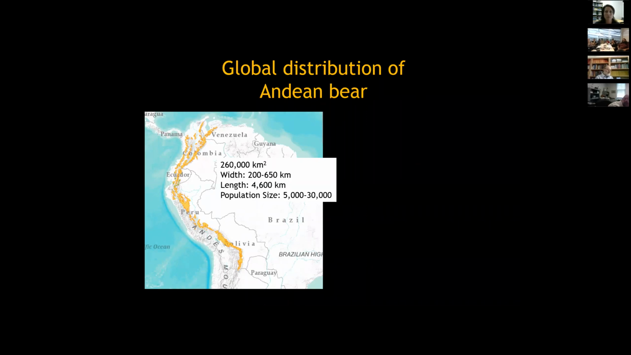Now, the population size you'll see that I've displayed here is anywhere between 5,000 and 30,000. And you might think, wow, can't you do better than that? Well, that's the best that we can do right now in terms of estimating what the global population size of Andean bears is. There's not a lot of work that has been done on Andean bears, especially in estimating Andean bear abundance or density.